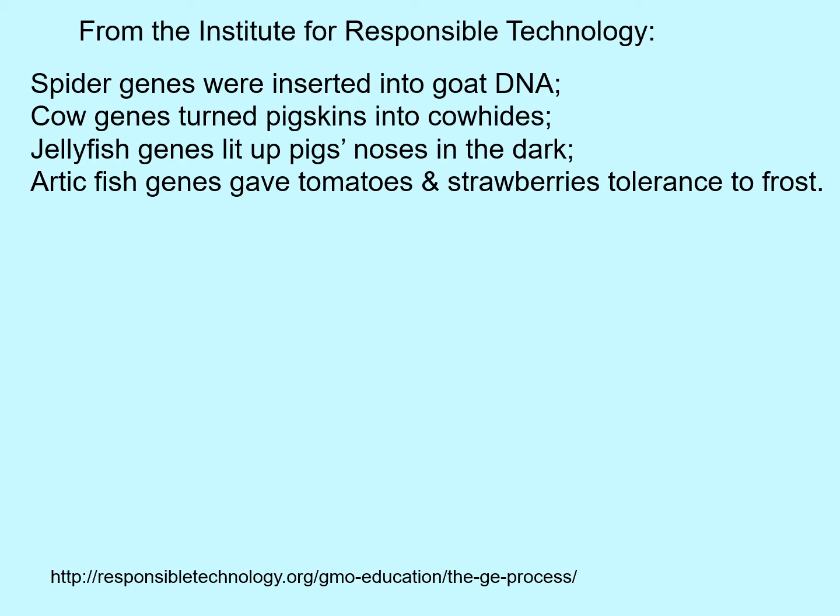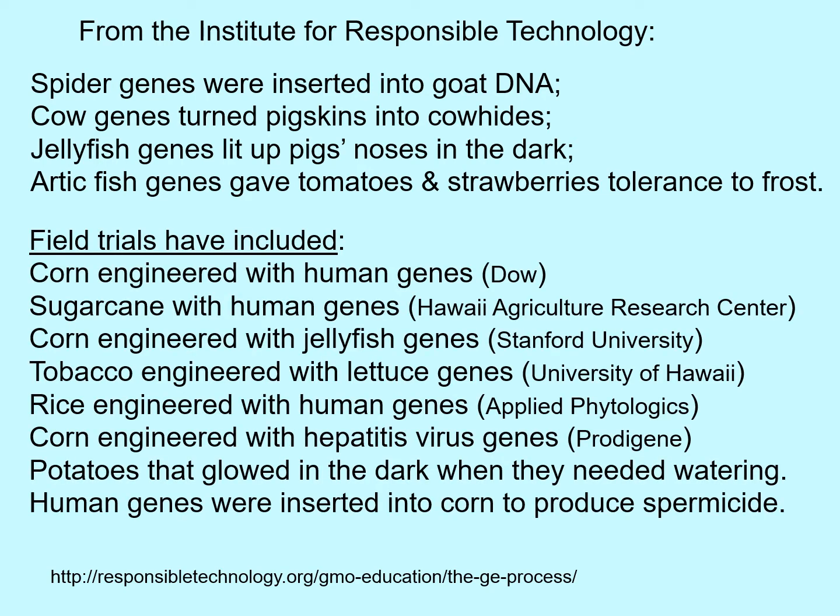So, for example, spider genes inserted into goat DNA, or Arctic fish genes inserted into tomatoes and strawberries to produce tolerance to frost. Perhaps most surprising are the number of plants that have had human genes inserted, and that includes corn and sugarcane and rice.